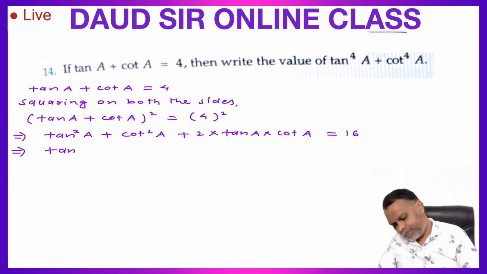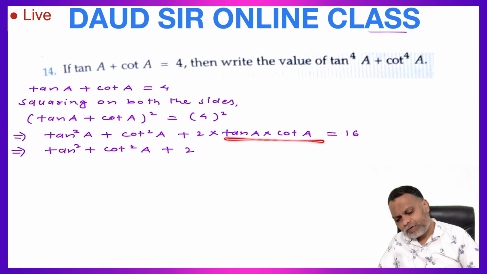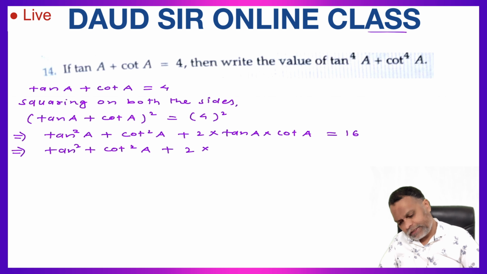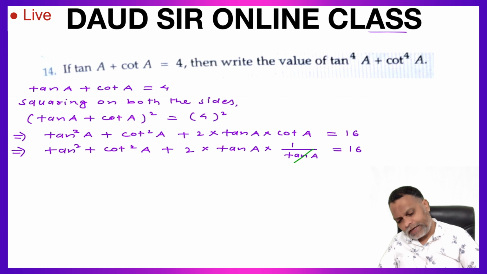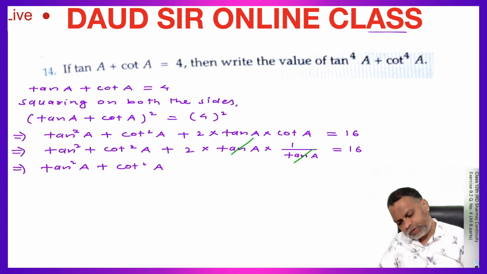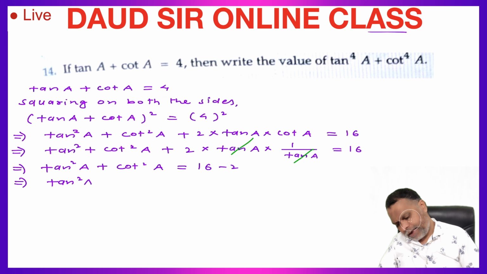So tan square A plus cot square A plus 2. This tan A into cot A is 1, because cot A can be written as 1 upon tan A, so this cancels, is equal to 16. So tan square A plus cot square A is equal to, shifting the 2 to this side, 16 minus 2. So tan square A plus cot square A is equal to 14.